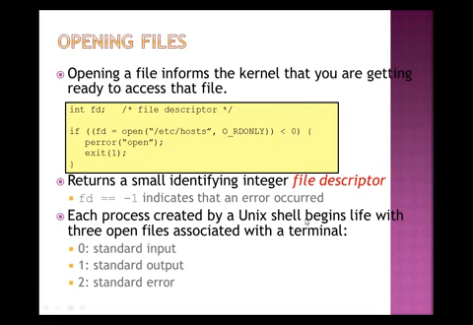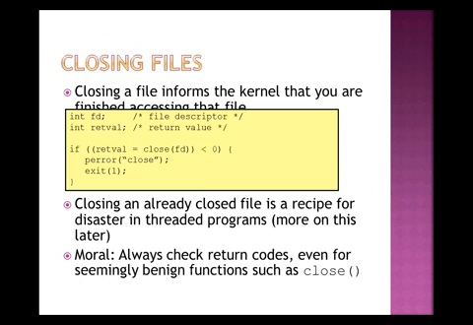Each process created by the Unix shell begins life with 3 open files that are associated with the terminal: standard input, standard output, and standard error. So 0 indicates standard input, 1 indicates standard output, and 2 indicates standard error.